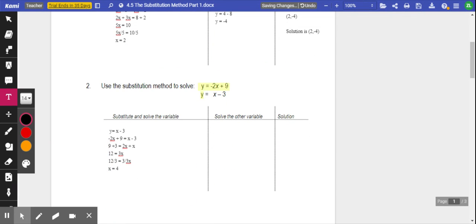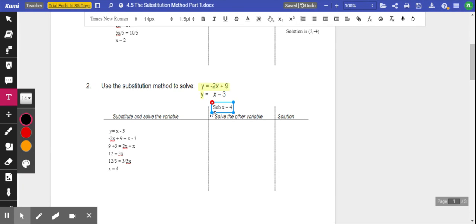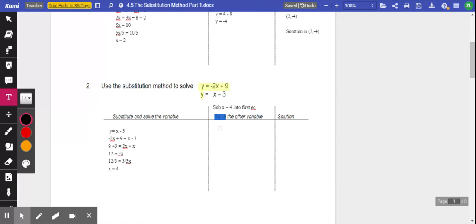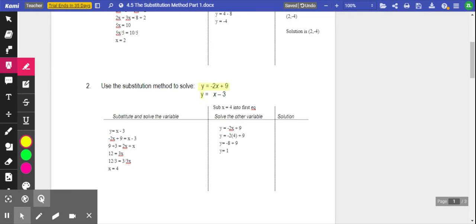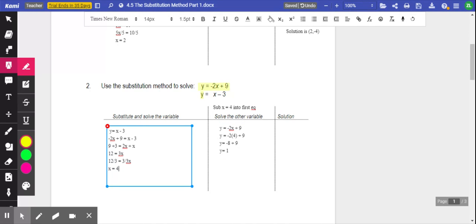So now we know to sub x equals 4 into the first equation. So y equals negative 2x plus 9. If we sub the x in now, we've got negative 2 and 4. We're subbing in for x plus 9. Y then equaling negative 2 times 4, which is negative 8 plus 9. Y then equaling positive 1. And if we put it all together here, we've got our x equaling 4 and y equaling 1.